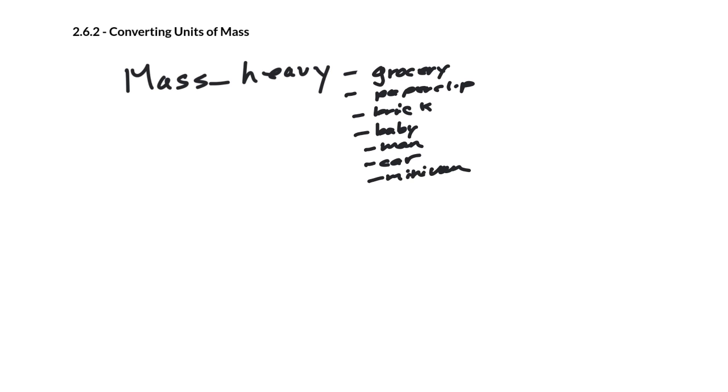Now we said that a paperclip was 1 gram, a brick was 2 kilograms, a baby was 3 to 5 kilograms, a man was about 80 kilograms, a car was, I think, about 1,000 kilograms, and a minivan was 1,800 kilograms. And if I ever talked about a rig or a truck, it's way bigger than that.